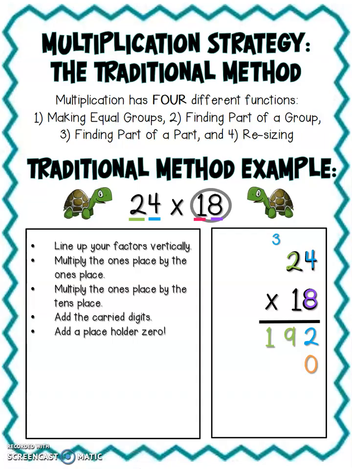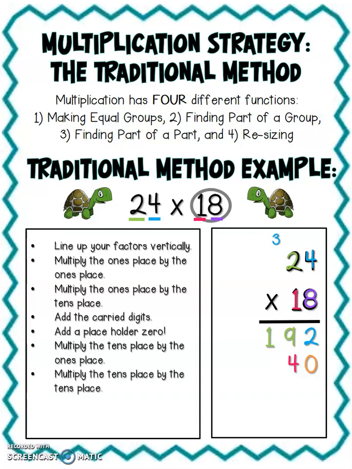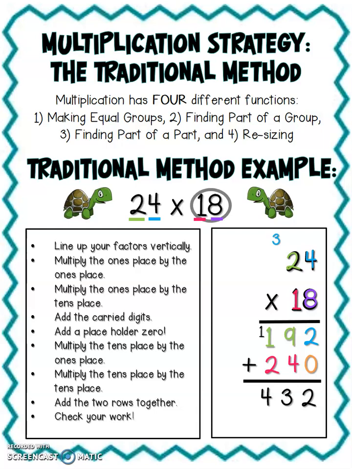Now I'll do the same process using that 1. First, I multiply the tens place by the ones place. 1 times 4 is 4. Then I multiply the tens place by the tens place. 1 times 2 is 2. Now I've used every digit in both of my factors, so I need to add those two rows together to get my final answer of 432. Finally, when that's all done, of course, check your work.